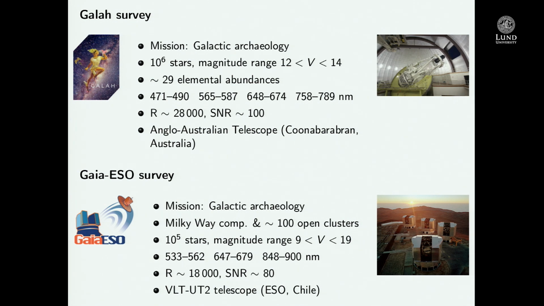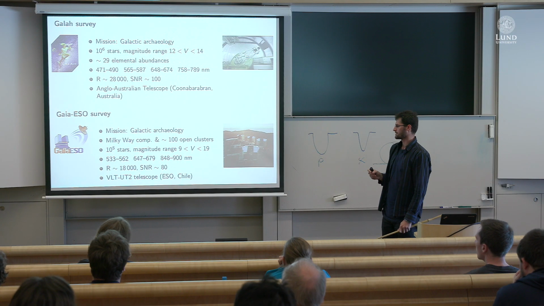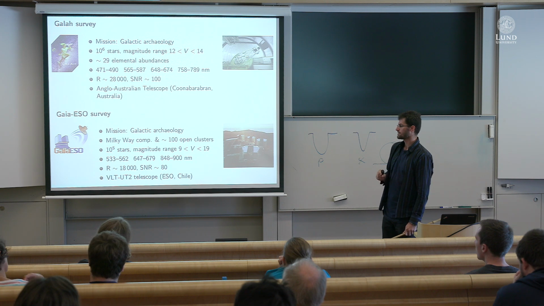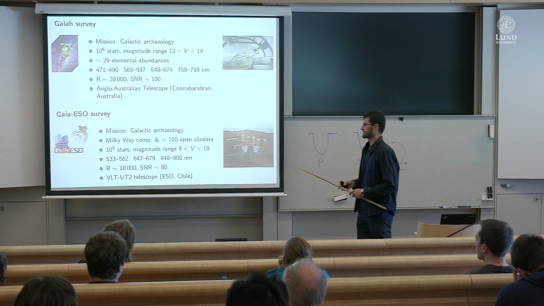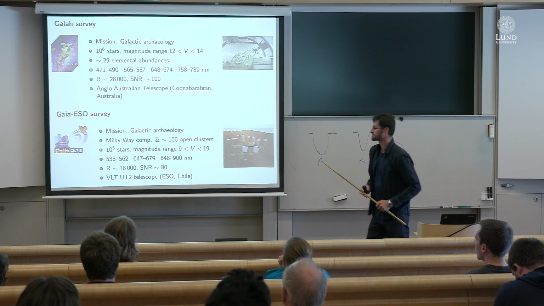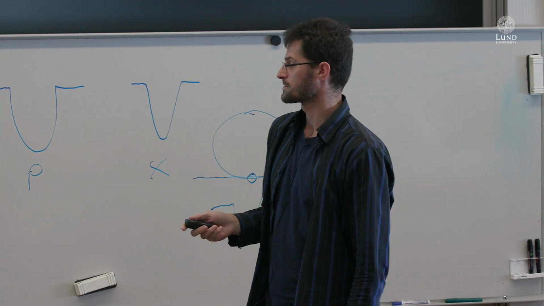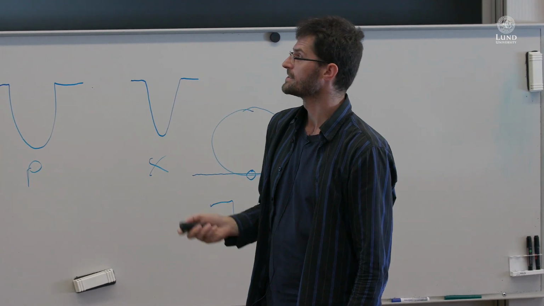Another mission is the Gaia-ESO survey. Similarly, the goal is to do galactic archaeology, but in terms of selection functions, so which stars we observe, this one is also specifically dedicated to observing about 100 open clusters, so young groups of stars. The final output would be observations of about 100,000 stars, and it observes in many wavelength ranges. These are just the 3 that I list here. This is conducted in Chile with an 8-meter telescope, so the size of the mirror is 8 meters.